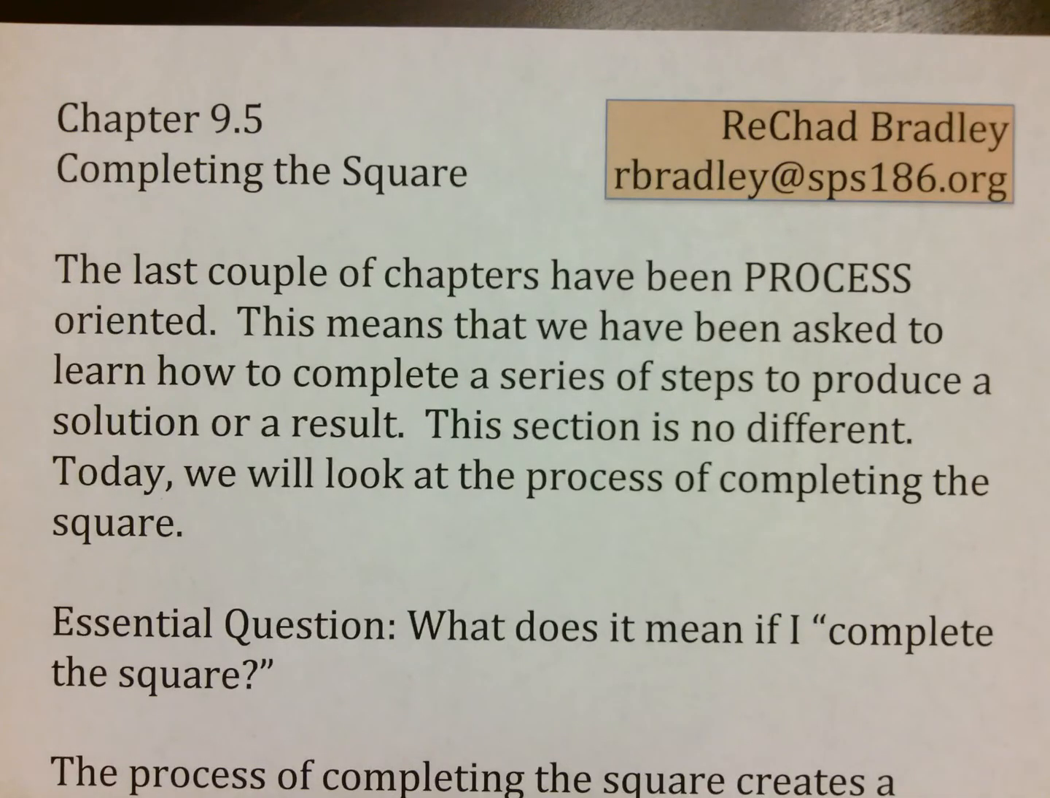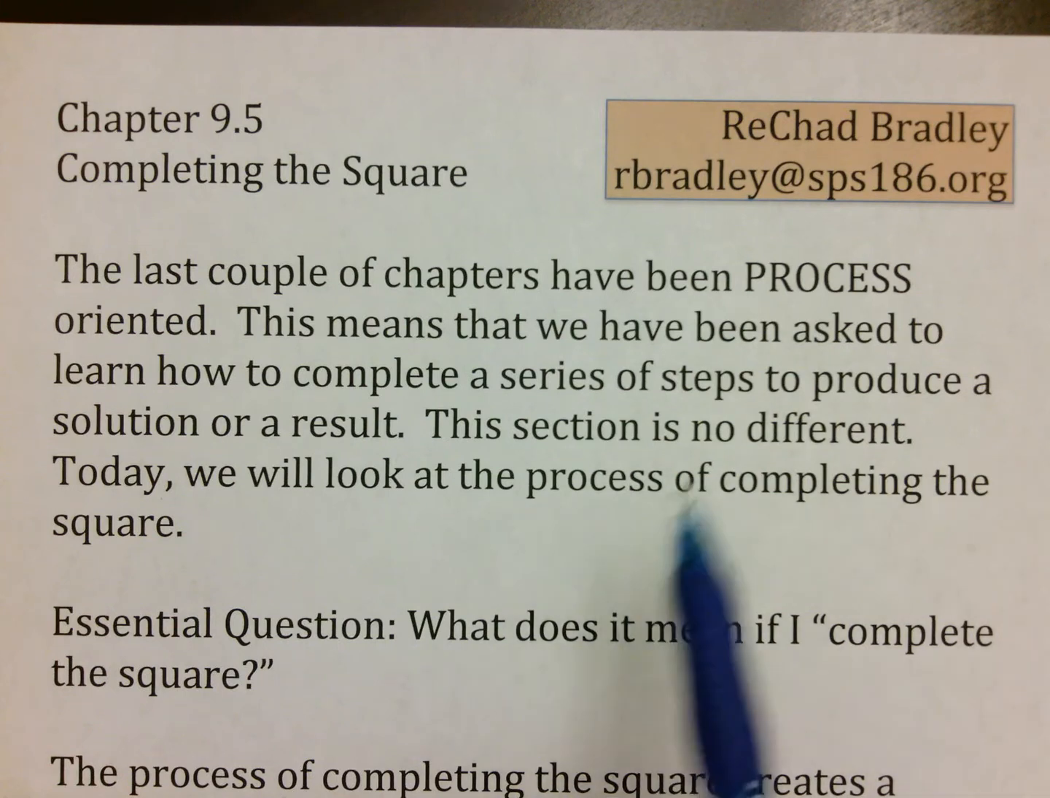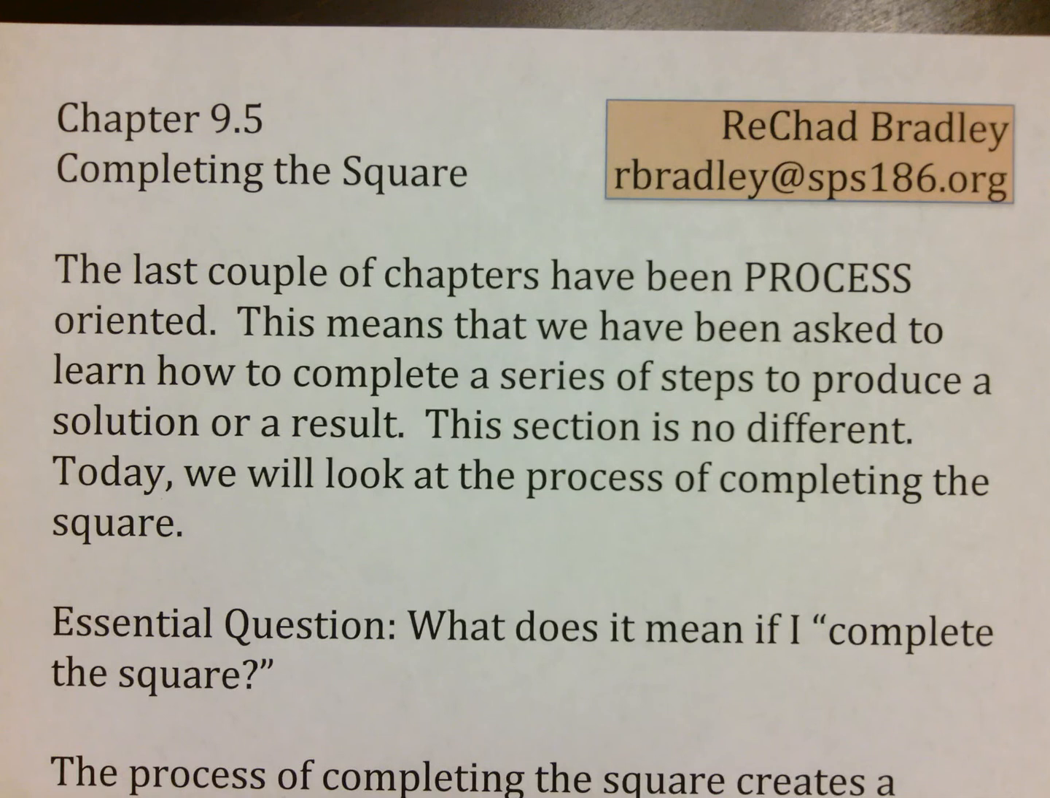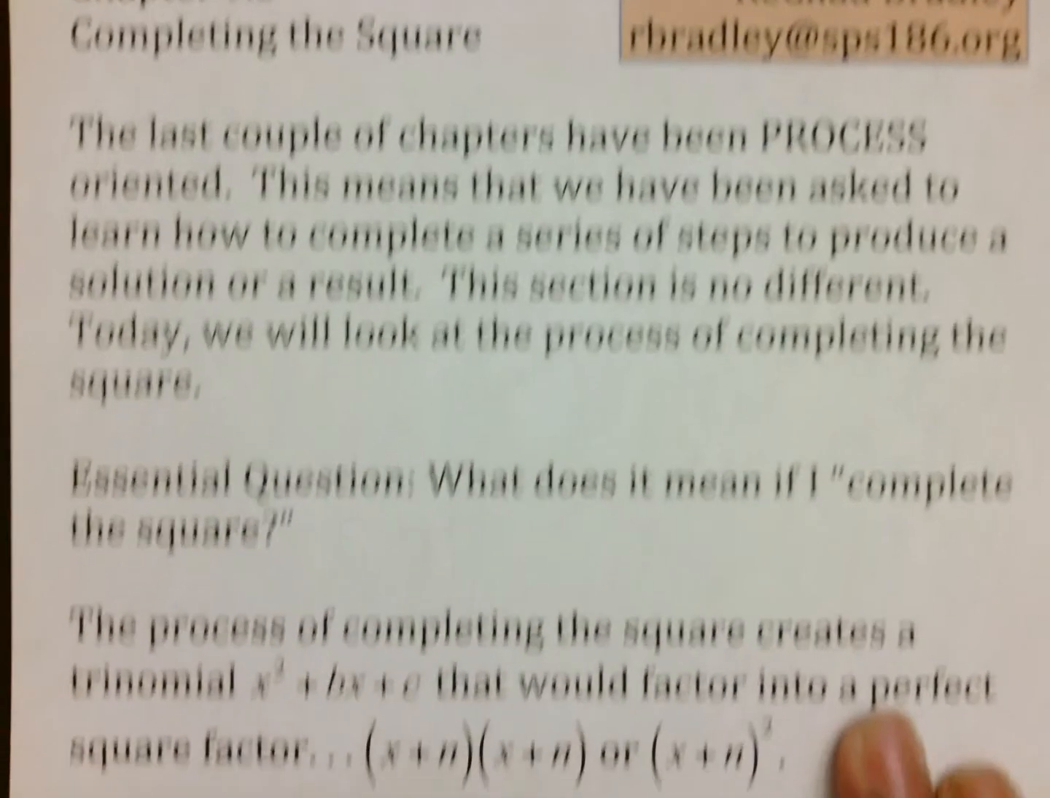Alright, we've got two more sections left in this chapter. Chapter 9.5 is on completing the square. The last couple of chapters have been process oriented. If you've noticed, it means that we've been asked to learn how to complete a series of steps to produce a solution or a result. This section is no different. Today we're going to look at the process of completing the square.